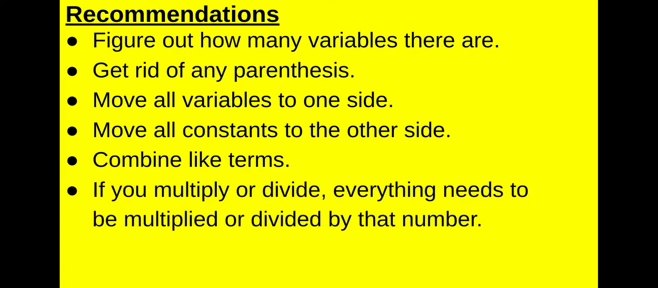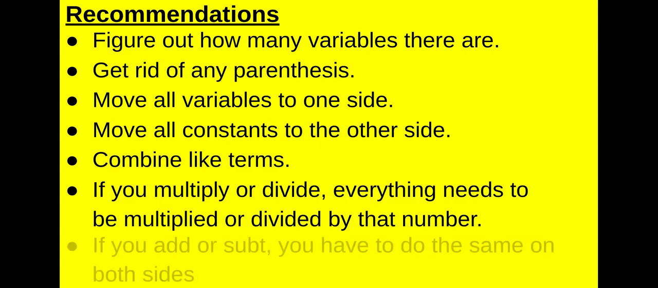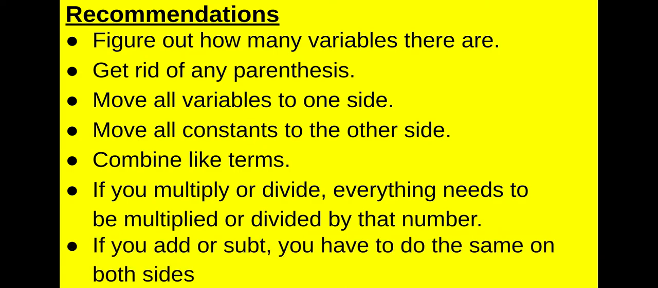Again, recommendations. Here's a big thing. If you multiply or divide, if you're trying to get rid of a number with a variable, then you have to multiply and divide by everything. So that's where it gets a little tricky. So usually I like to keep multiplying or dividing for the very last step. And if it's adding and subtracting, you only have to do it once to each side. All right, so keep that in mind as we go through. Those are recommendations to look through, and I'll talk through them.